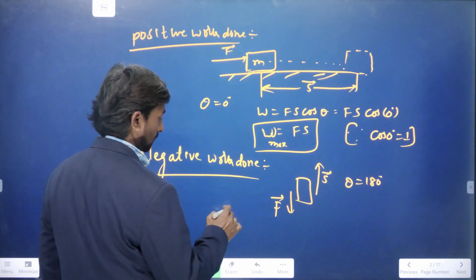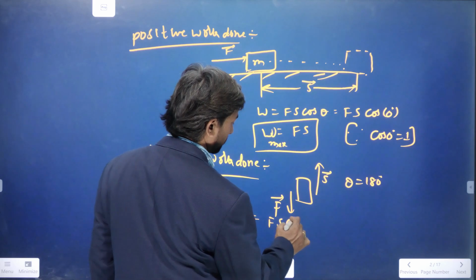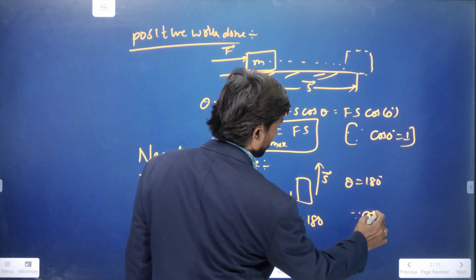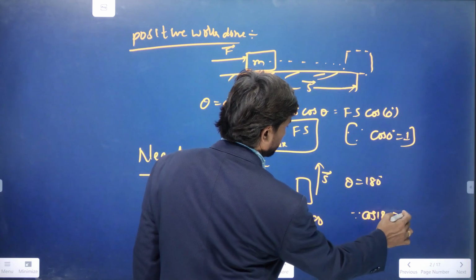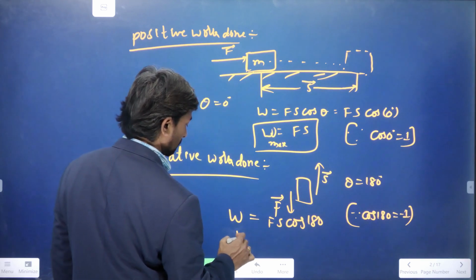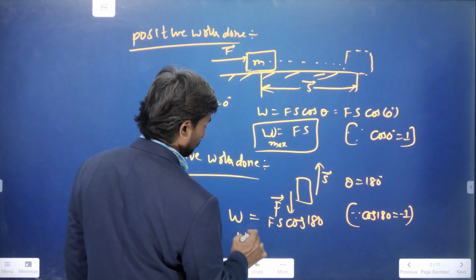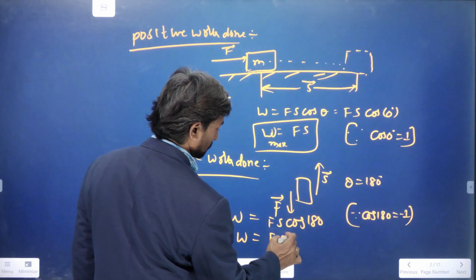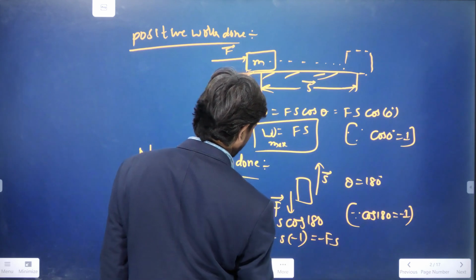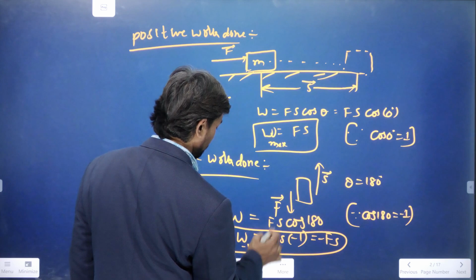See here how we get it. W is equal to F into S cos of 180 degrees. We know that cos 180 degrees is minus 1. So here we get W equal to Fs into minus 1, that is minus Fs. This is the negative work done.